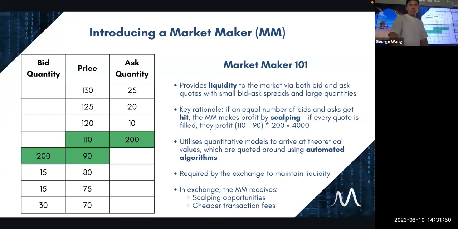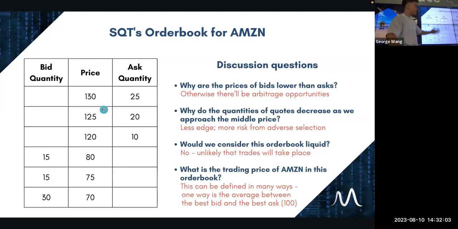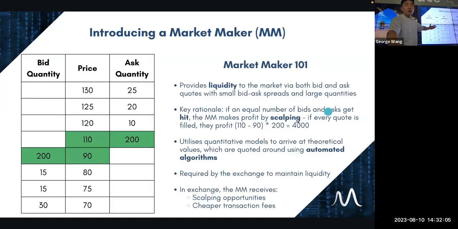Okay, but the relationship between the exchange, let's say me, and some market maker that came in, is that the market maker will receive these scalping opportunities, right? Like we did here, they make 4,000 risk-free. So these opportunities are clearly up for grabs, looking at the previous order book, right? And in exchange, they would also receive cheaper transaction fees, right?